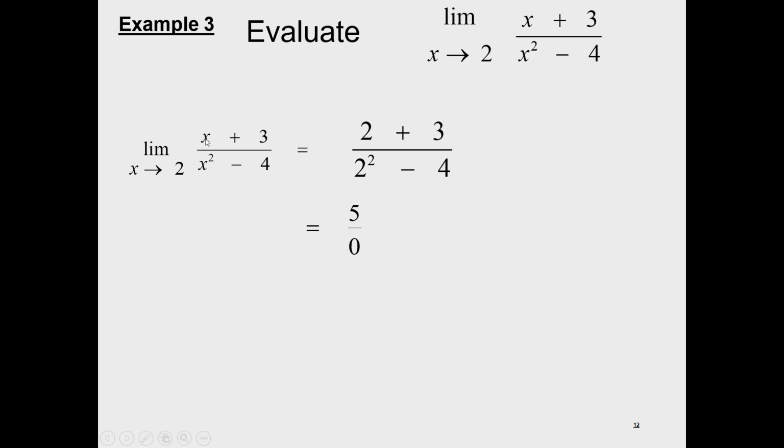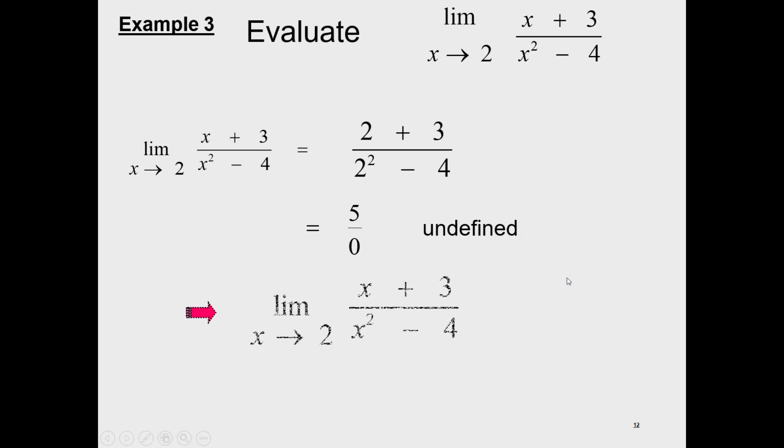So here I've put 2 in place of x, 2 in place of x, and then we have observed that it comes to 5 over 0. And when you have something like 5 over 0, we say the limit does not exist, right? So this is what we'll have, undefined. We say the limit as x approaches 2 of x plus 3 over x squared minus 4 does not exist, right?